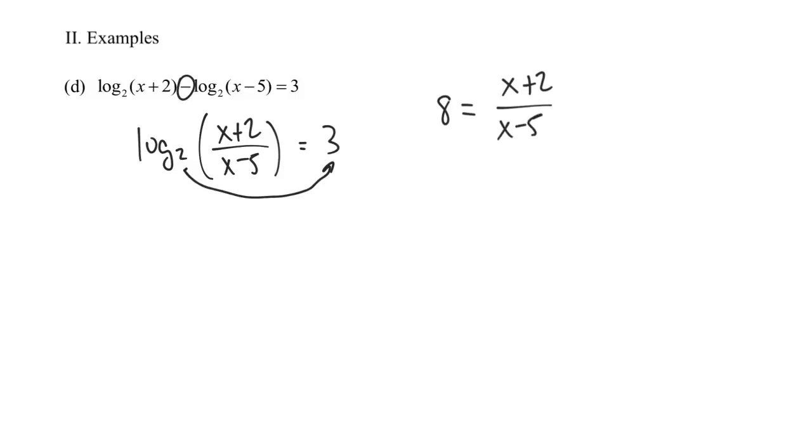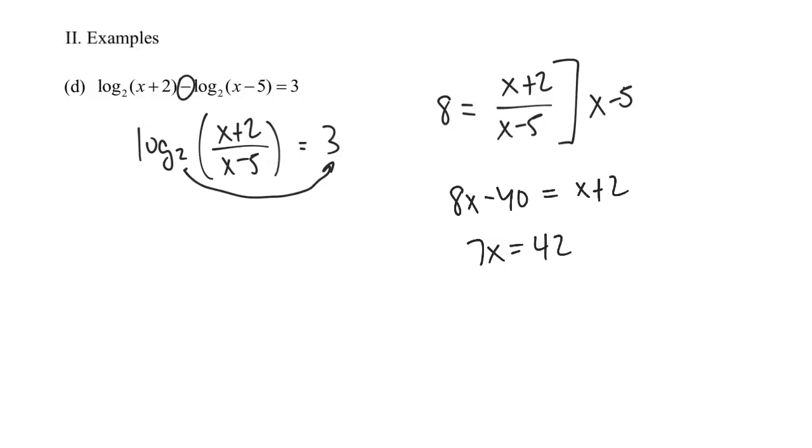Okay, this is a rational equation, and so therefore I need to multiply both sides by the denominator, and so I'm going to multiply both sides by x minus 5. That's going to give me 8x minus 40 is equal to x plus 2. And then I'm going to solve this linear equation. So subtract x on both sides, add 40 to both sides, and so we get 7x is equal to 42. Go ahead and divide by 7.